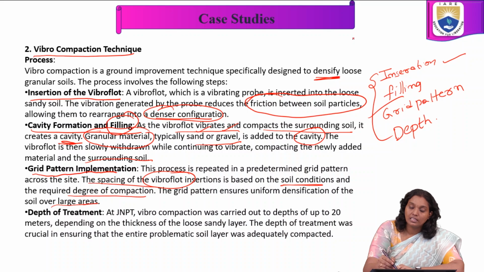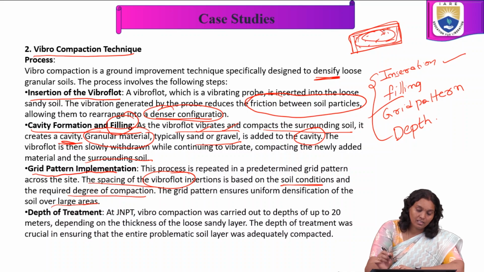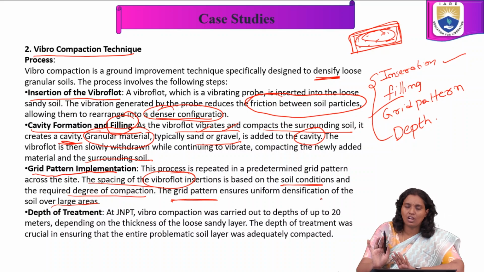So why? Because in a large area, the same kind of soil densification is not there throughout the area. Because of this grid pattern, it assures that the densification of the soil over the large areas is uniform.